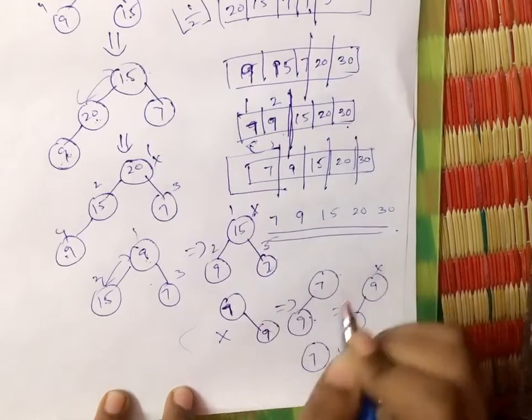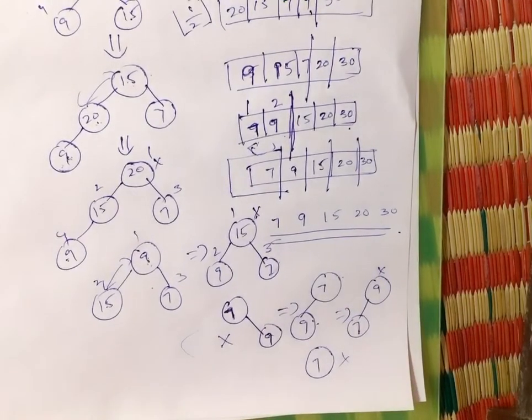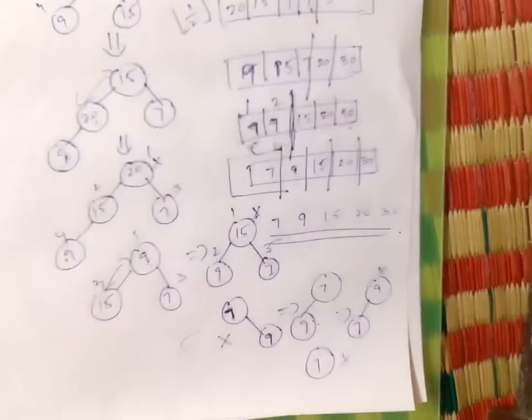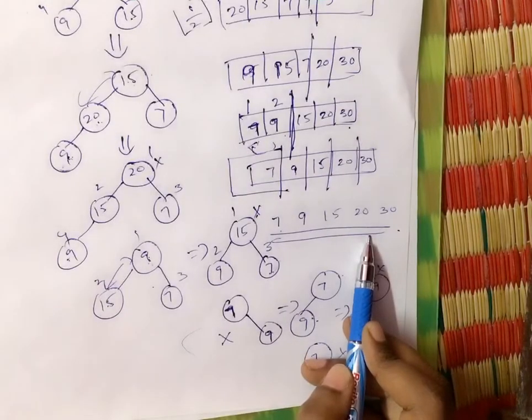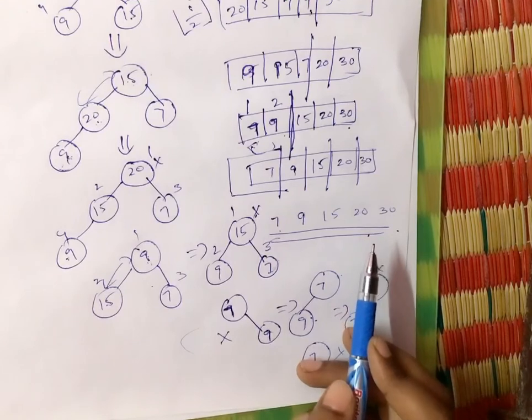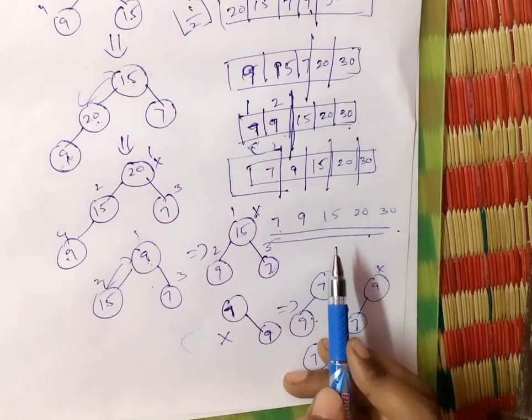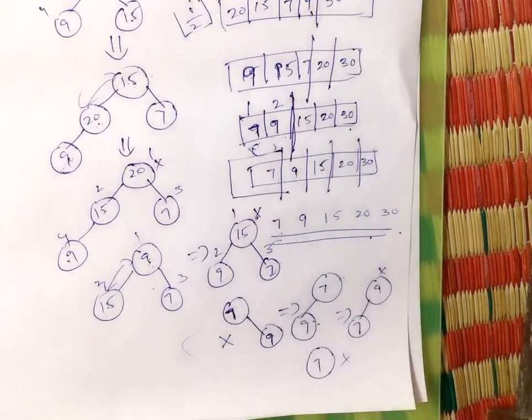Now we have got the sorted array. We have followed the complete binary tree and sorted the array using heap sort. So max heap sort we have solved. Okay, thank you.